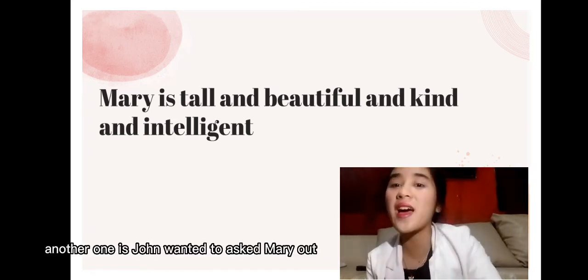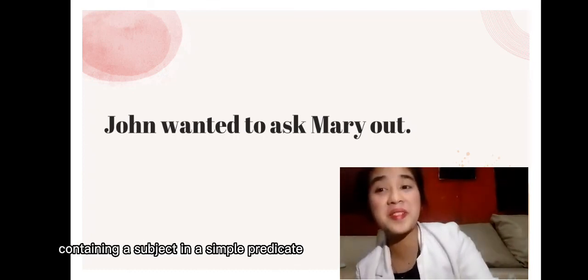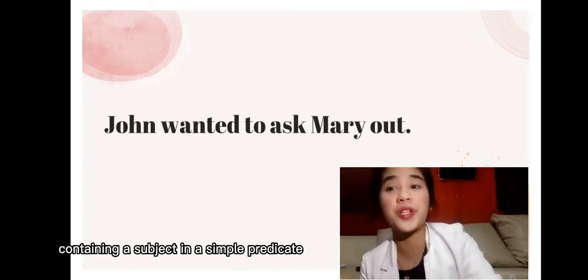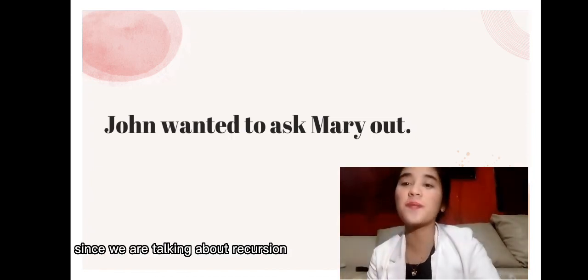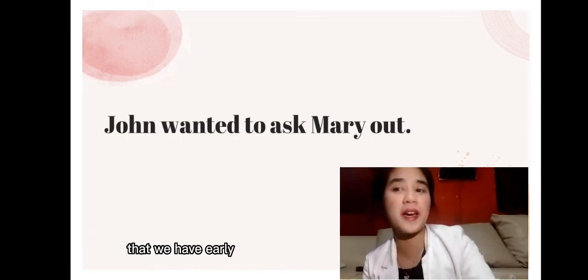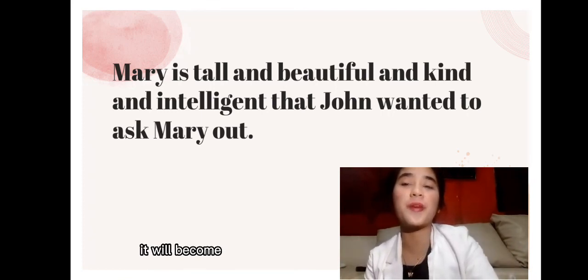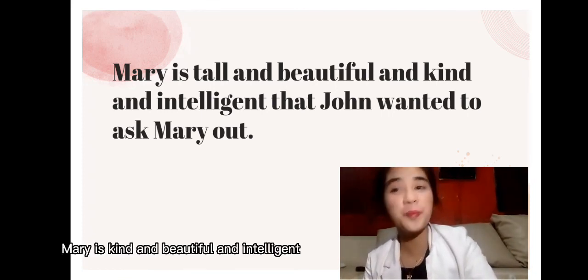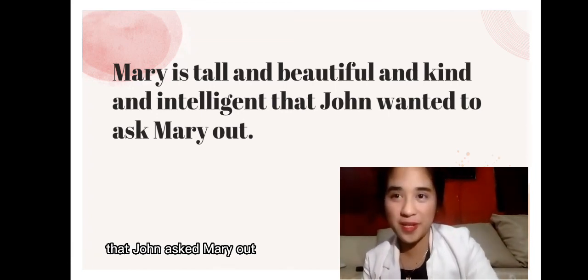Another one is John asked Mary out. It's still a simple sentence containing a subject and a simple predicate. But then again, since we are talking about recursion, we can combine the structure of the sentence that we have earlier. So as we put this one together, it will become Mary is kind and beautiful and intelligent that John asked Mary out.